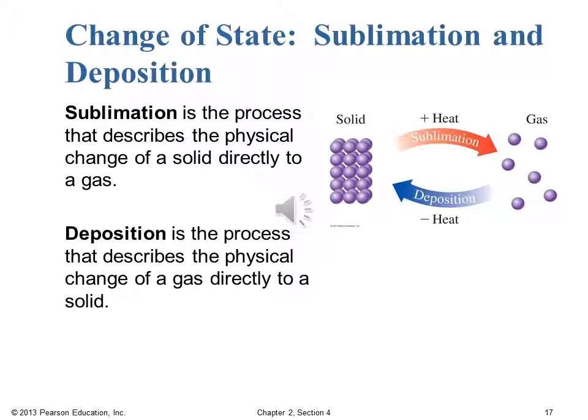Sublimation and deposition. Sublimation is the process that describes the physical change of a solid directly to a gas, and deposition is the process that describes the physical change of a gas directly to a solid. So these don't always occur, at least not at the temperature and pressure we tend to observe in the time that we're on the Earth, the winter, summer, spring, and fall. Usually most materials that we explore during those times are able to make the normal transitions.